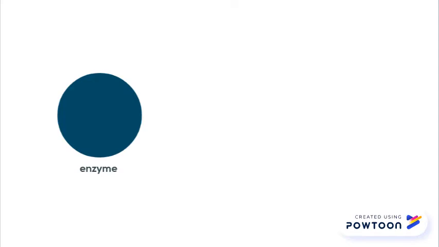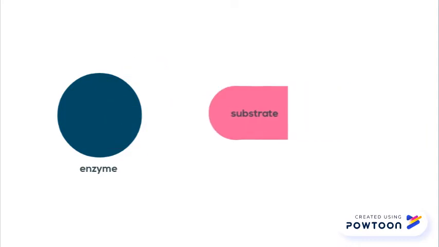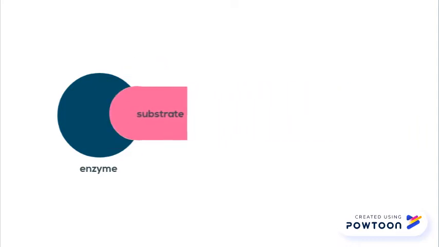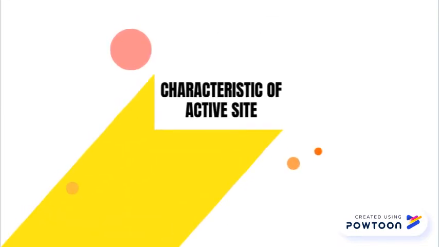This animation shows how the active site works. So, what are the characteristics of the active site?